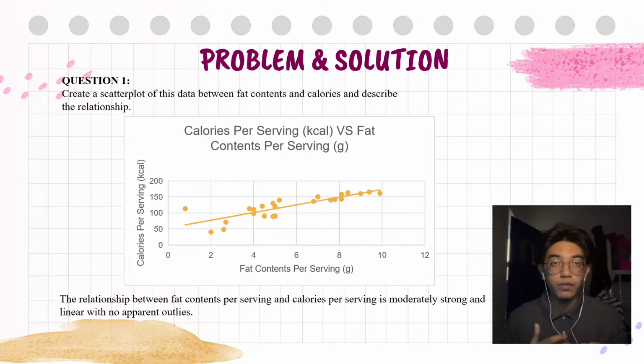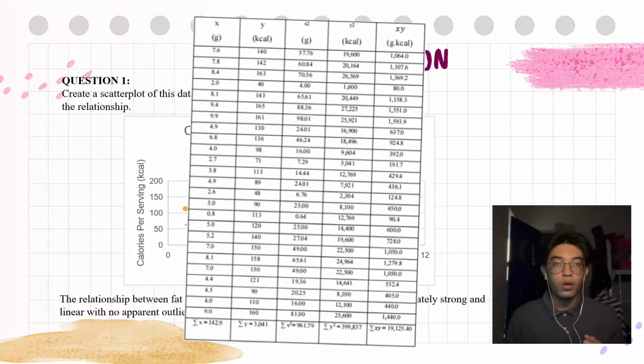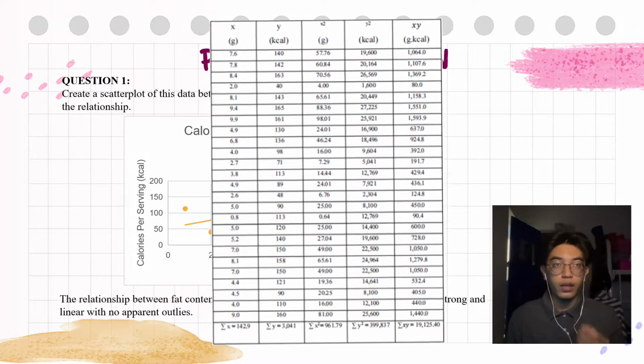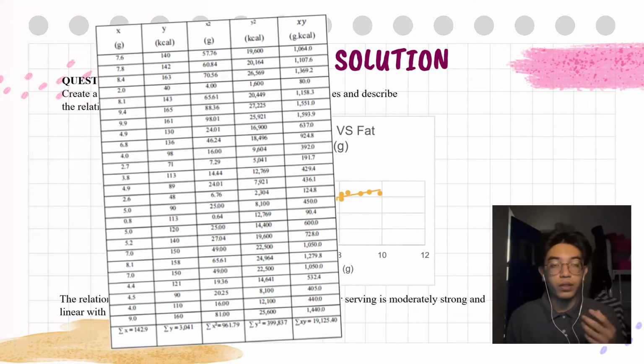Next, to solve the upcoming equation, we have searched for the values of x, y, x to the power of 2, y to the power of 2, and xy, as you can see from the table.